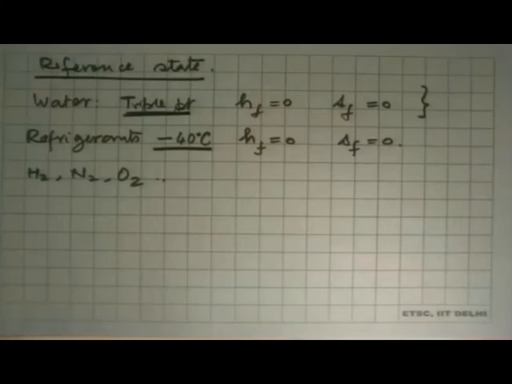Okay, here's the first question. The question is, if H is equal to CP (T2 minus T1), is this expression valid for all processes or only for constant pressure processes? Similarly for CV in the case of calculation of internal energy. I will come to this tomorrow when we look at the properties of ideal gases. Then I will clarify this.